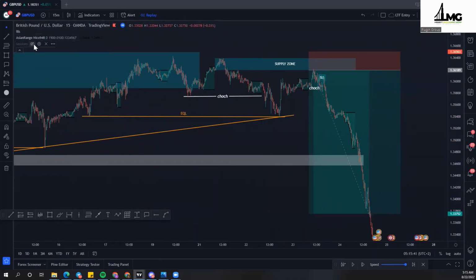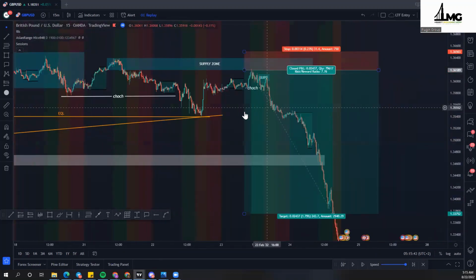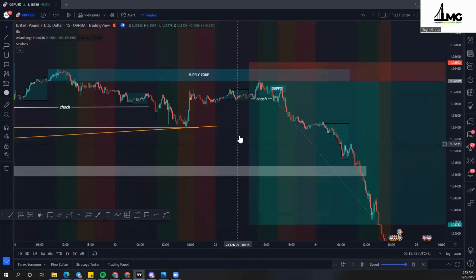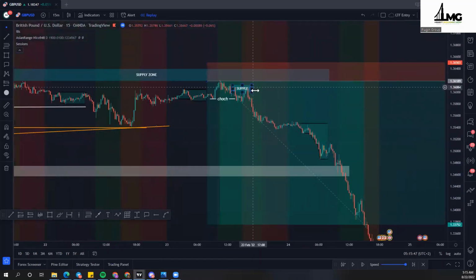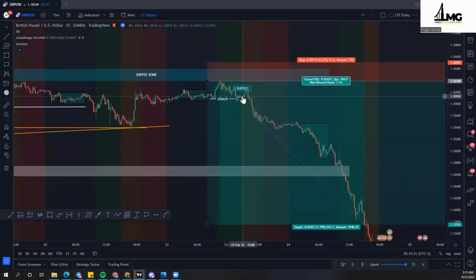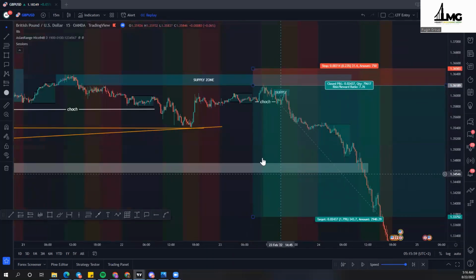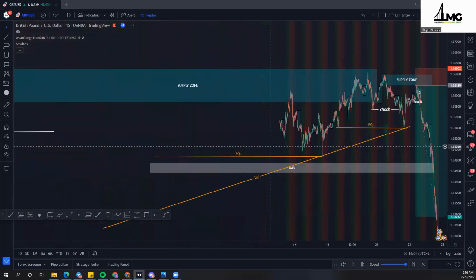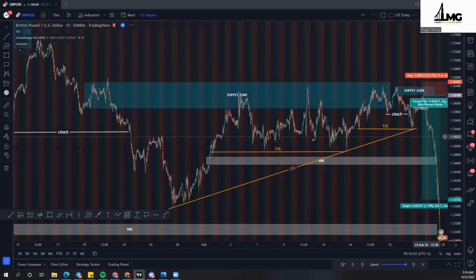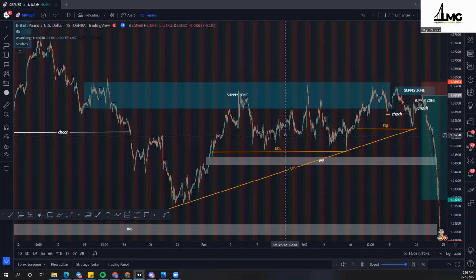And then when you build confluence and put your sessions in place, the best time to enter would have been between the London and New York session. This is after 2 o'clock, after 14:00, see price push to the downside heavily and continue with the trend. Yeah, so that's how you build confluence of market structure, order blocks, imbalances, liquidity, and trading sessions.